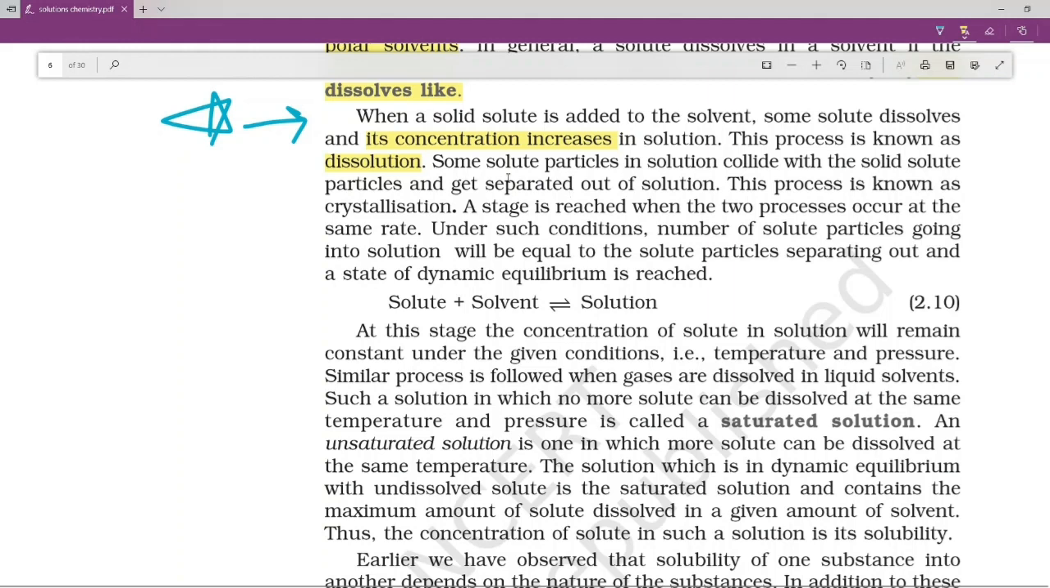What is being explained in this particular paragraph is that, suppose you have taken a saturated solution. Now if you are going to add some solute to a saturated solution at a particular temperature, then obviously at that temperature it is not going to get dissolved. The solute is not going to get dissolved, and finally it gets settled down at the bottom.